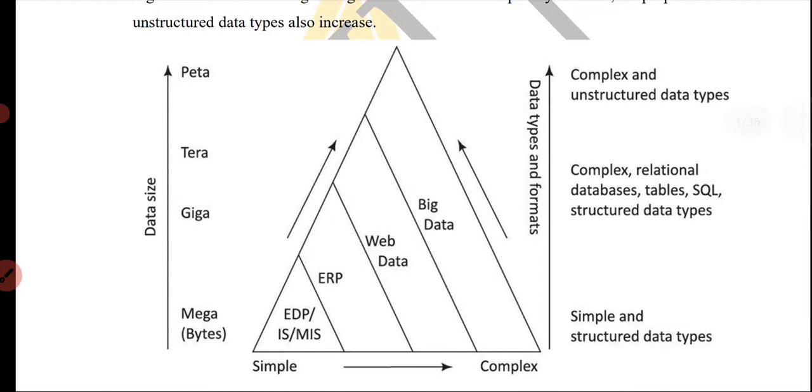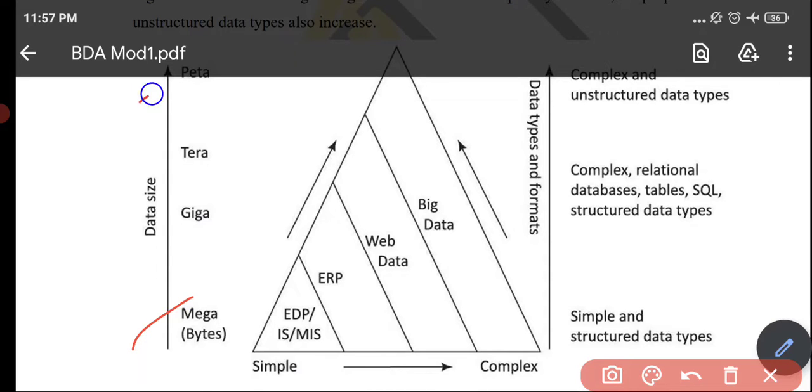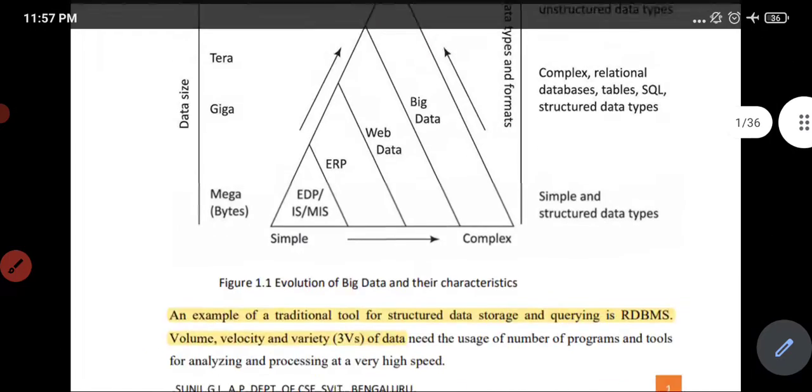Here you have a comparison of how simple data is being converted to big data. From normal structured data, we are getting complex and unstructured data types. In earlier days we used to get megabytes of data, now we are getting petabytes of data. That is how the difference is being generated nowadays.